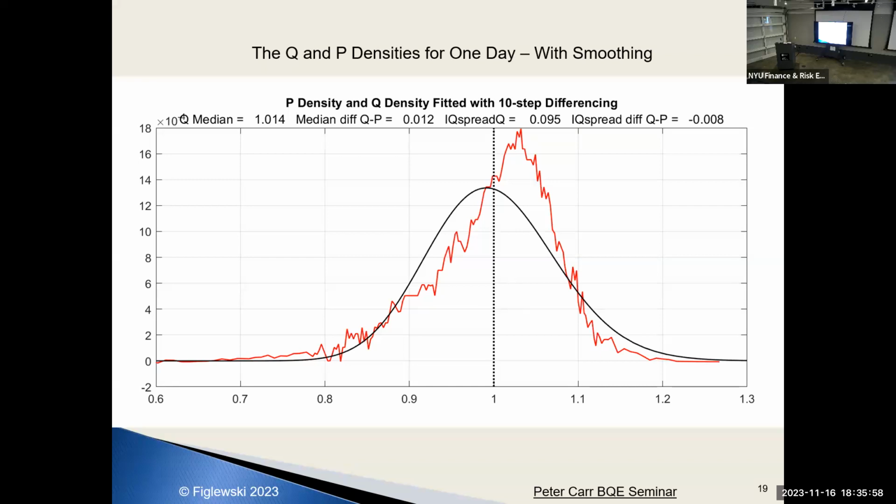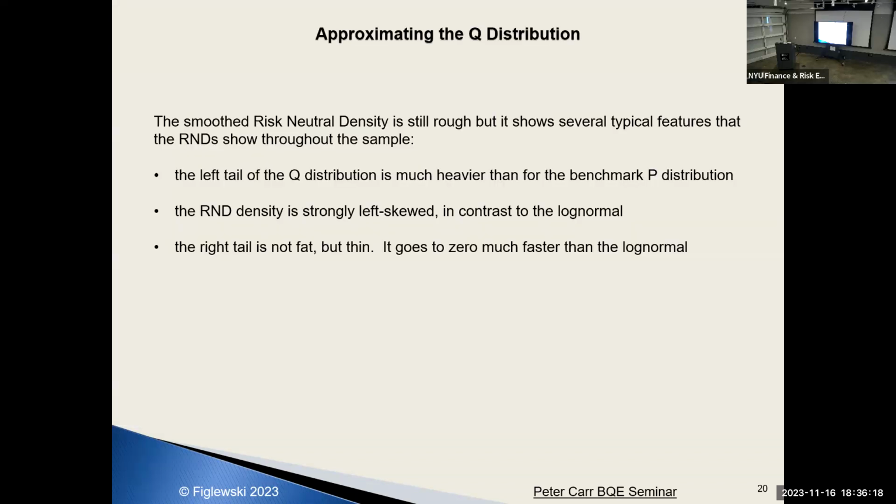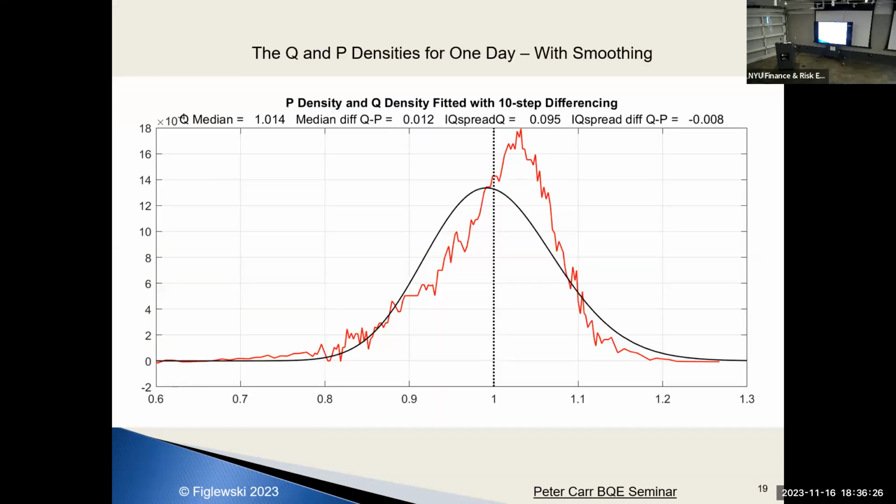You know, we always talk about market returns having fat tails. Well, the left tail is fat, but the right tail is thin. The right tail of the Q distribution is lower. The probabilities are lower for high returns than the P says that you should have. Another thing that you see very clearly is it's left skewed, right? The log normal is a right skewed distribution, so we're way off on the skewness.